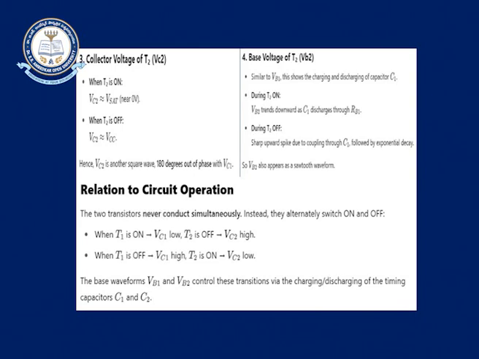So, here in the circuit operation, the transistors never conduct simultaneously. You know pretty well that a transistor enhances the signal, whenever a weak signal needs to be enhanced. So, instead there is alternate switching on and off. When T1 is on, meaning VC1 is low, T2 is off, meaning VC2 is high. The same principle applies in reverse: if VC1 is high, the transistor T1 is in off condition, and if transistor T2 is in on condition, VC2 is low.